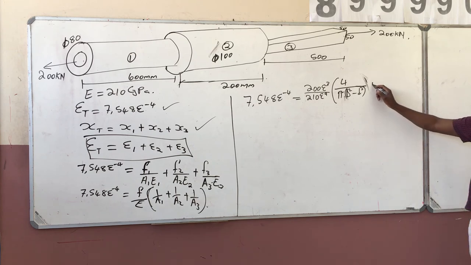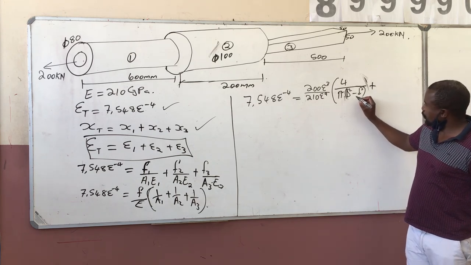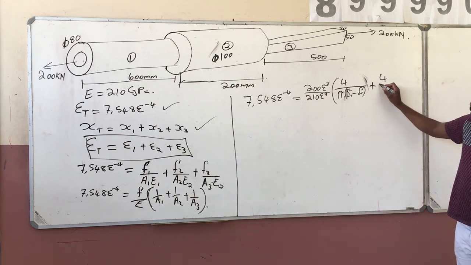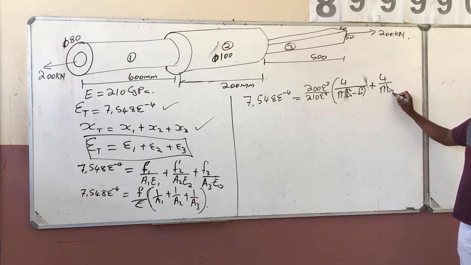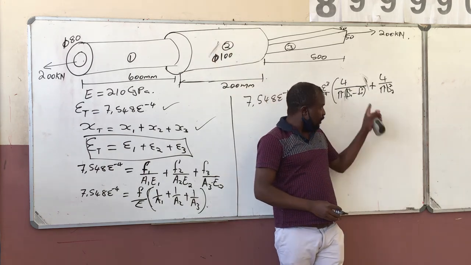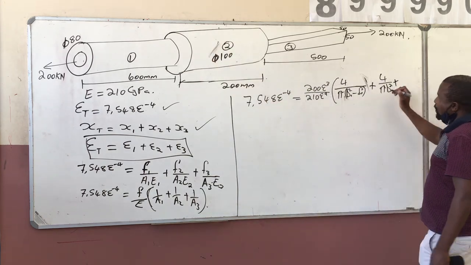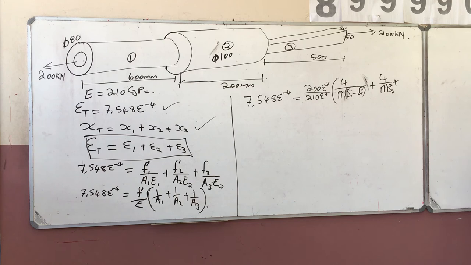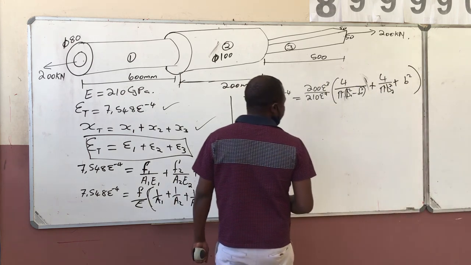Okay. Plus, same applies here. This one is for diameter 1. This one is the same, it is 4 over pi, d2 square. This one only has one diameter. That's why it's like this. Plus, this one, this is a square. How do you find the area of a square? Length times breadth. If I say B square, am I wrong? No. Yes, it's like that one. So now I can substitute whatever I want to substitute.